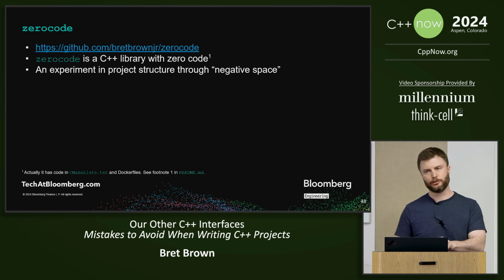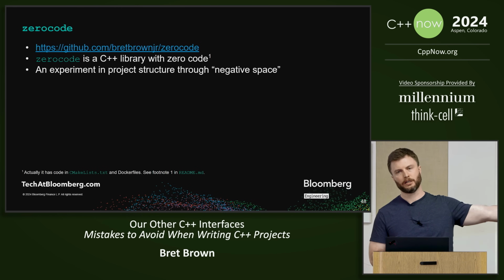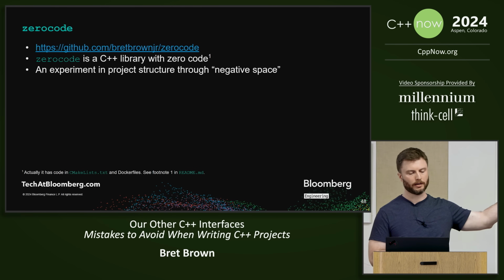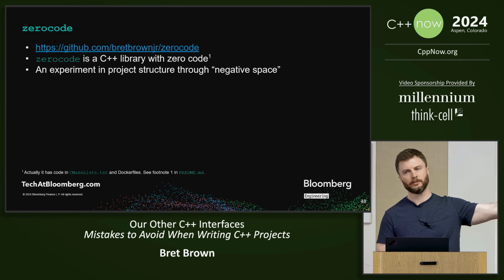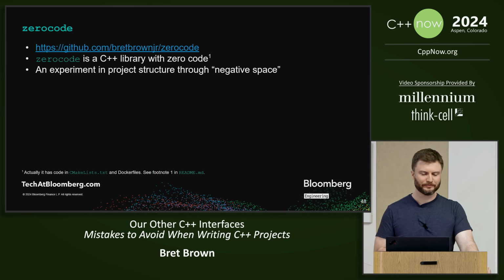So I want to quickly go through this. I don't think it's super crazy. I have a project called Zero Code. It's in my GitHub username, at least for now. The tagline is: Zero Code is a C++ library with zero code. Caveat, it does have CMake, and I guess that's code. I call it an experiment in project structure through negative space, if that makes sense.